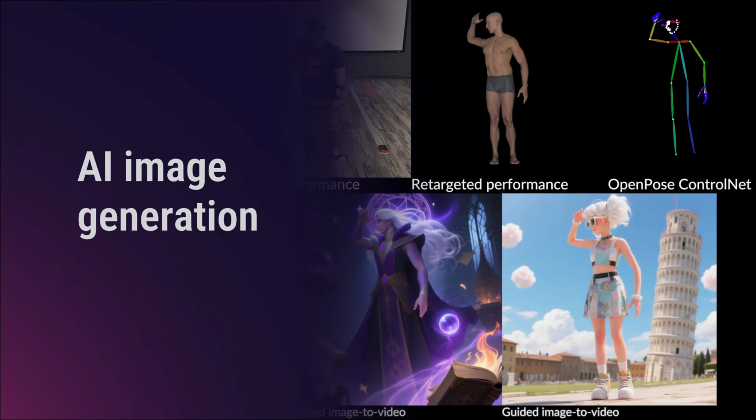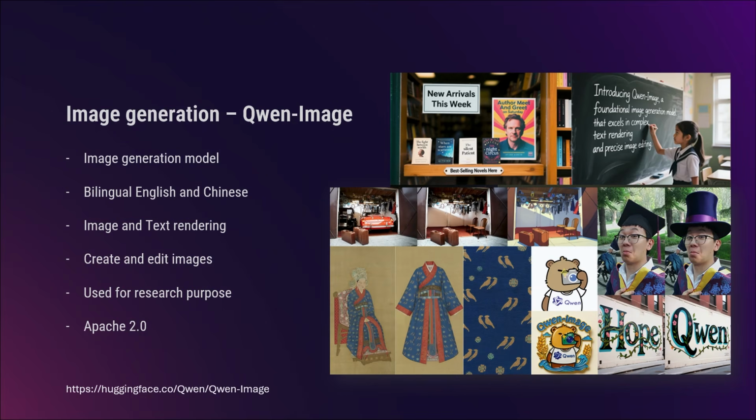So we're going to do some image generation right now. For that, we're going to be using Qwen Image, which is an open source model. It allows you to write prompts in English and also Chinese. It can render text and images very nicely. And you can also create and edit images. So for example, in this example here, you can just ask for an image of the clothing of the character, and it's going to try its best to look at the image and provide a new one just showing the clothing, which is very powerful. Here we are using it for research, and this is distributed under the Apache 2 license.